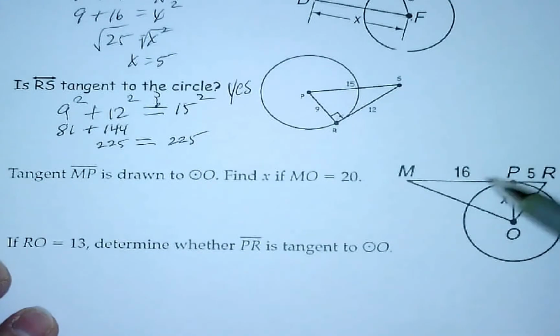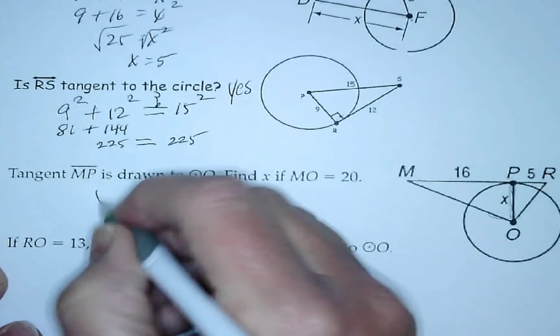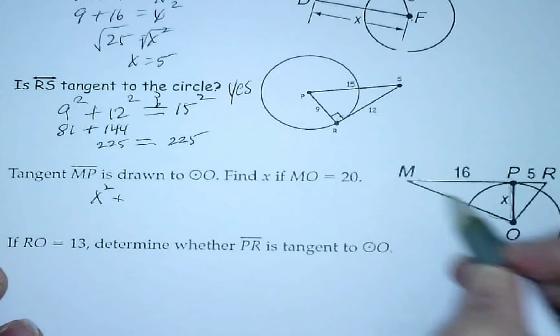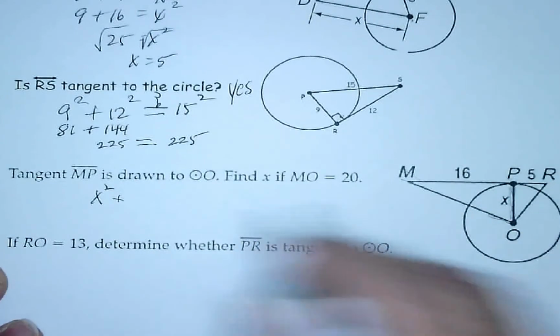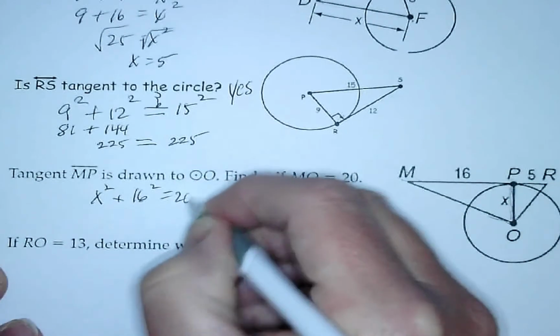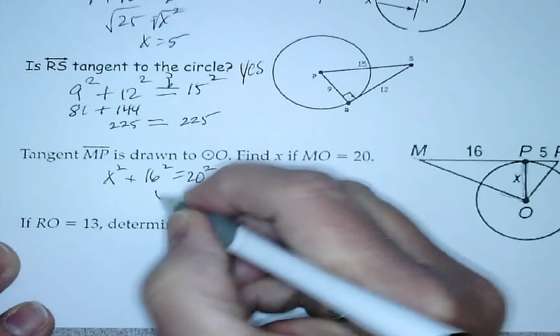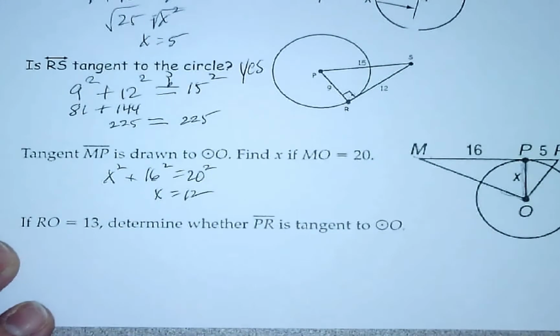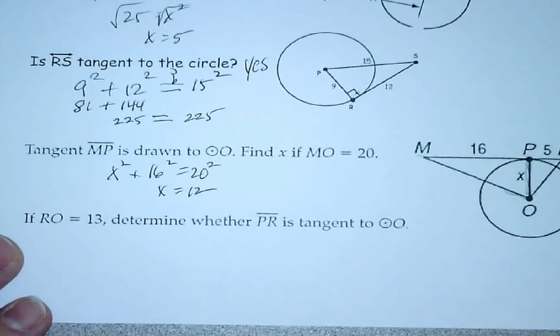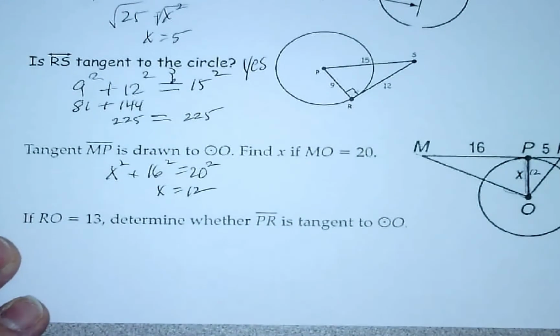Tangent MP is drawn to circle O. They want us to find x, which is really the radius of the circle, if MO is 20. Again, Pythagorean theorem: this side right here, MO, is going to be the hypotenuse. I'm just going to write the answer here. You can go through the calculation if you want. X equals 12. So this radius is 12.